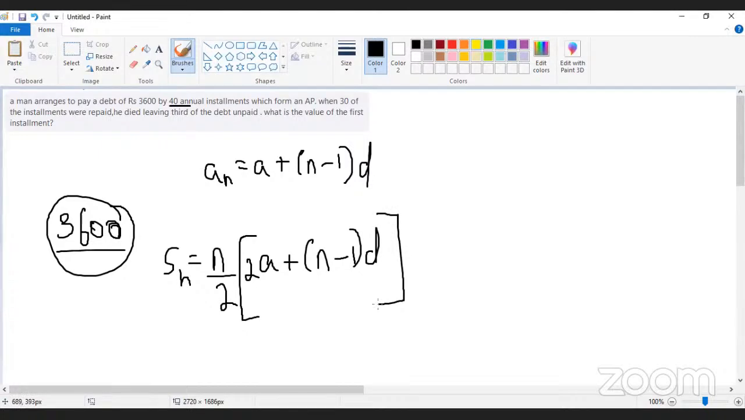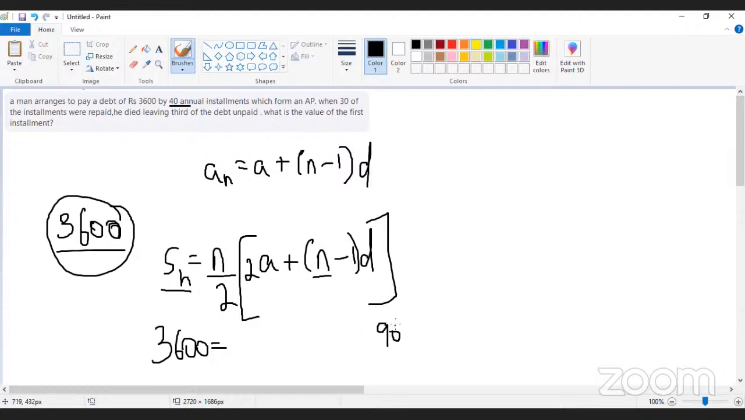Yes, sir. Done. So he is paying for 40, so I'm dividing it by 40 to know what the intervals would be. So he's paying per month 90, right? Every month he would be paying 90, so the difference between them could be 90. Total sum is 3,600, which he paid.